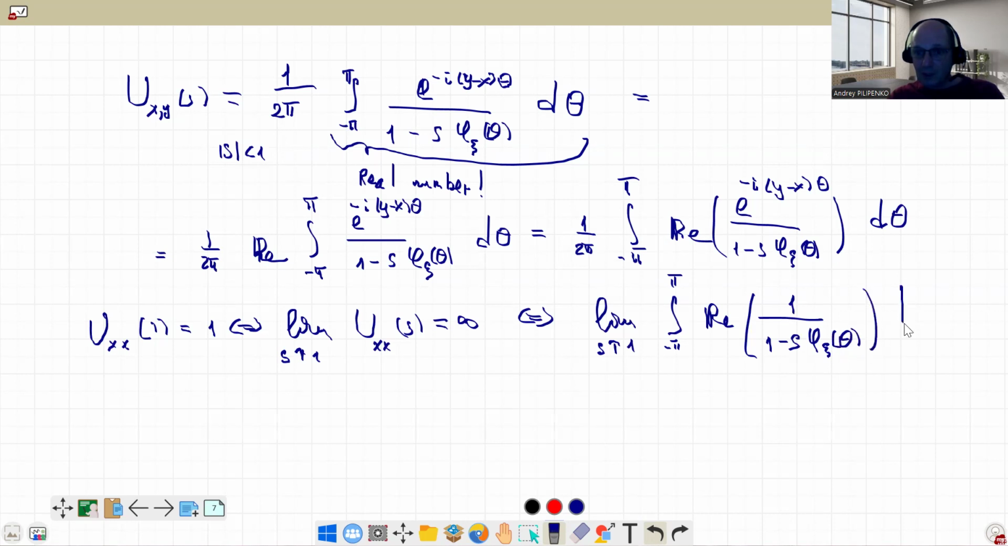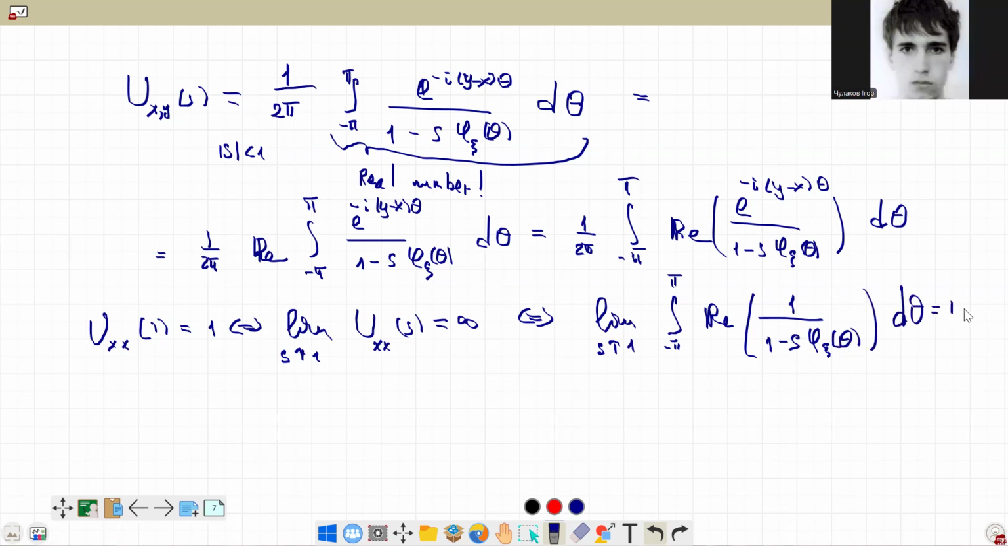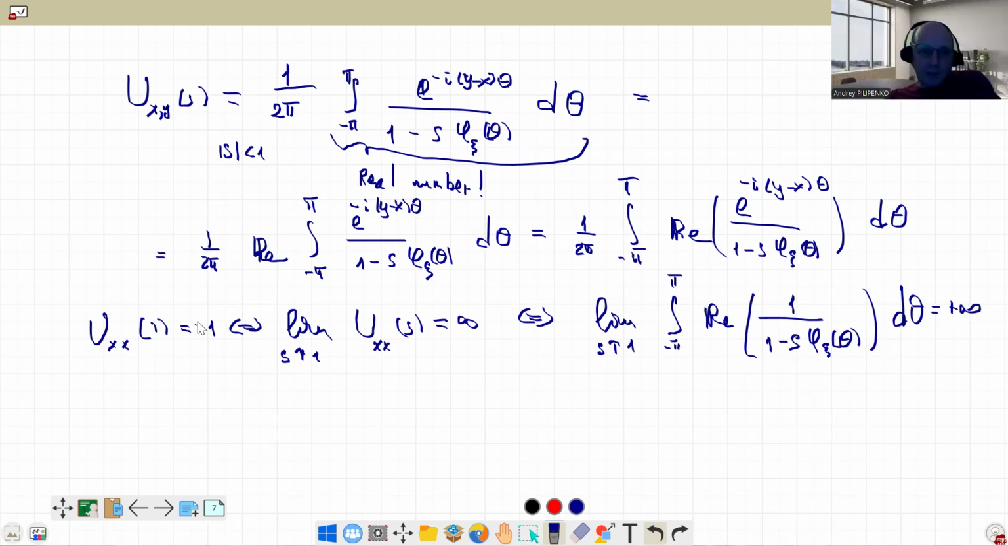Excuse me. Yes. Is it what we wanted? We have equal 1 and equal, oh, infinity, plus infinity. Thanks. Plus infinity. So x is a recurrent state if and only if this is equal to infinity. So we proved the following beautiful result.